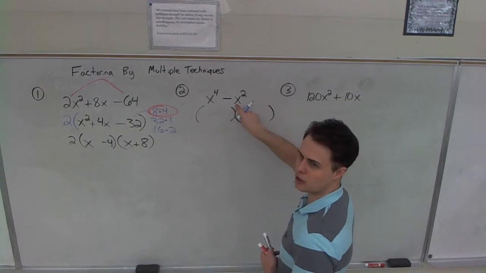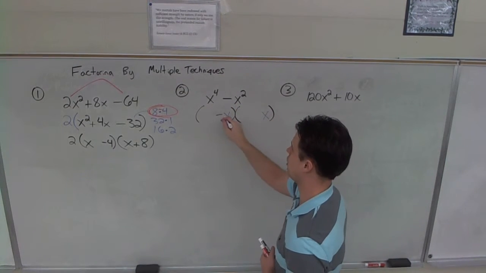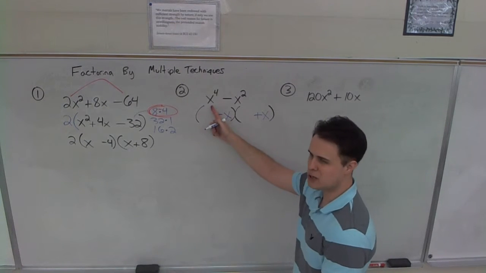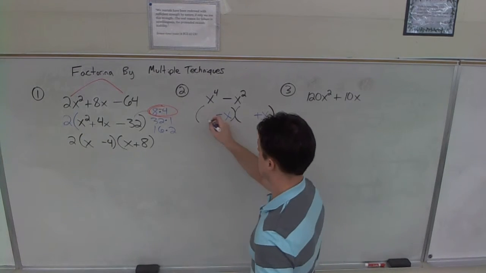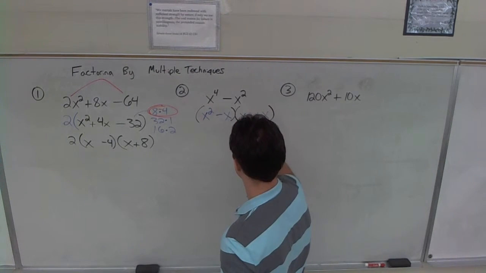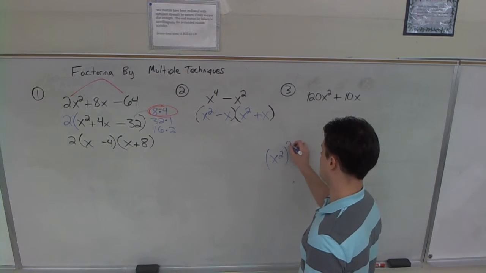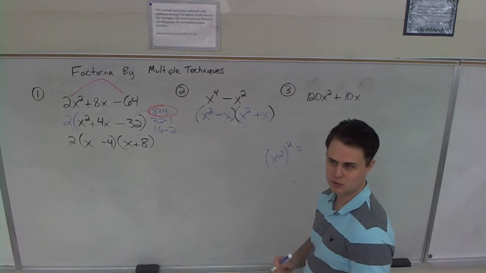What's being squared here? X. So that goes in the second 2 spots. We'll put our minus and our plus we know about. What's being squared to give you x to the 4th power? Not just x, but x squared, right? Thinking a little bit, x squared squared, remember that's power to power is multiply. It's 4.